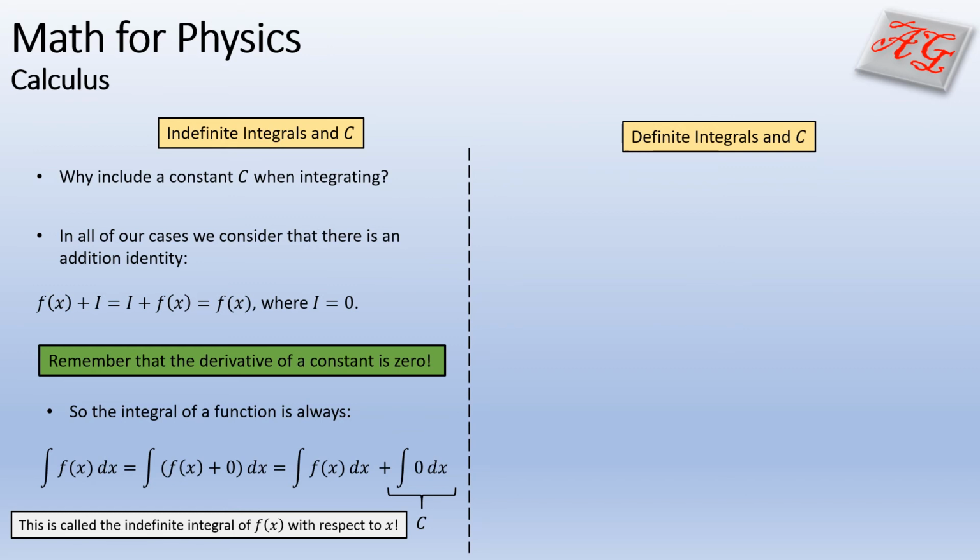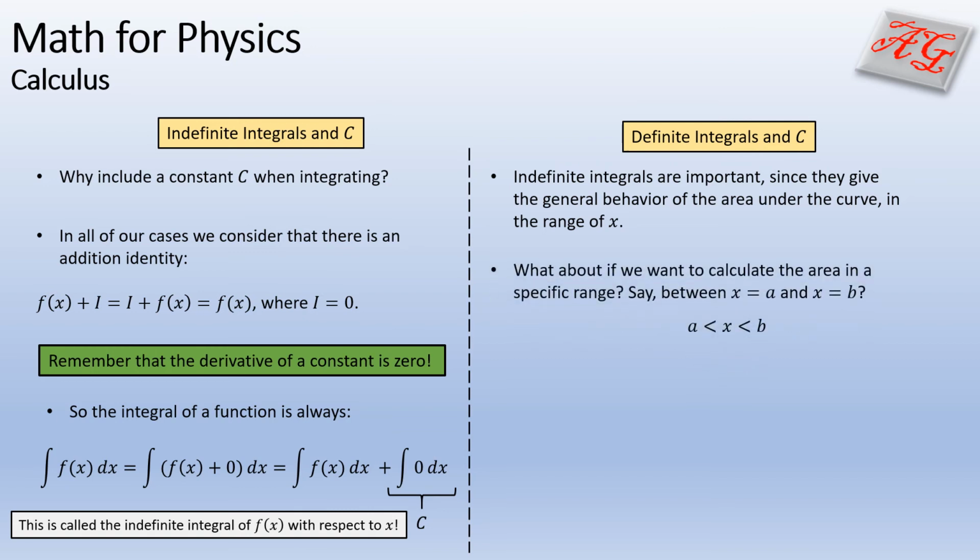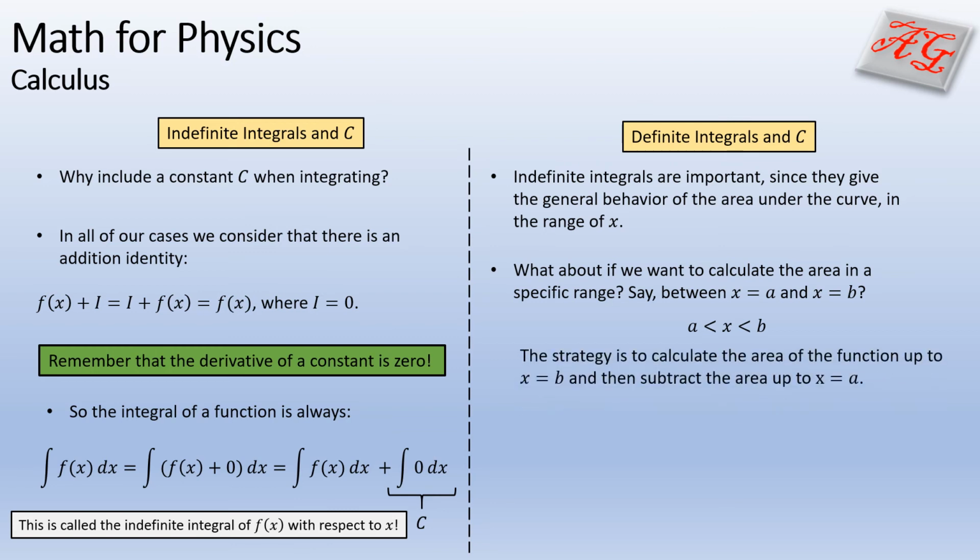Now, to get the area between the curve and the x-axis for a certain range, we need to define the definite integral of a function. Just as a reminder, the indefinite integrals are important since this integral gives us the exact function of how the area between the x-axis and the function behaves as x increases. But what if we want to calculate the area between a and b, where a is less than x, that is less than b? The strategy is to calculate the area up to b and then subtract the area up to a.